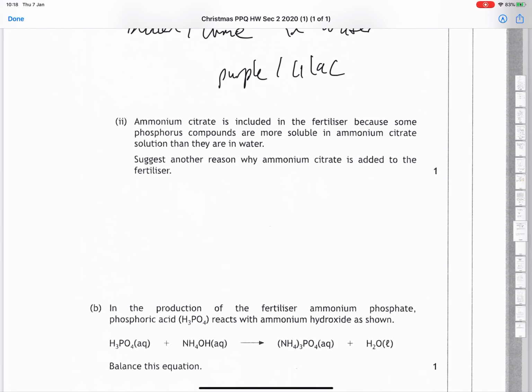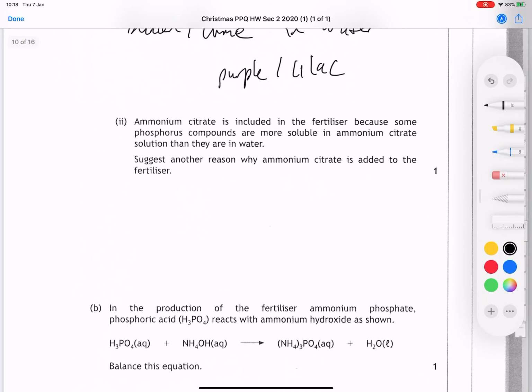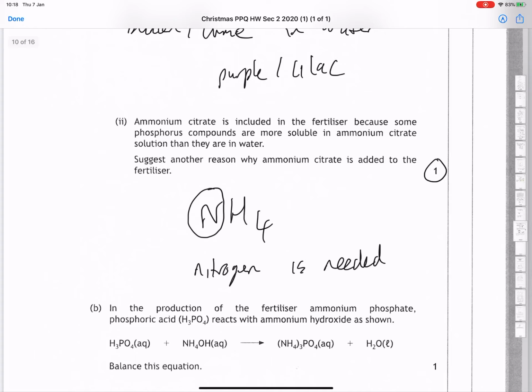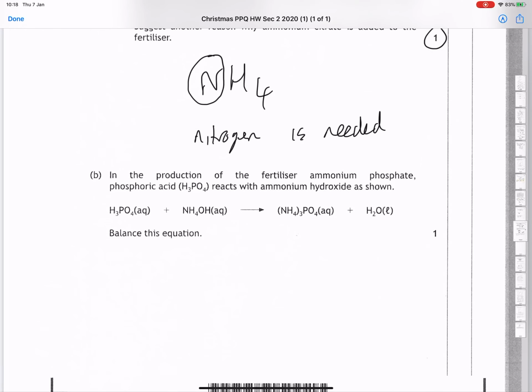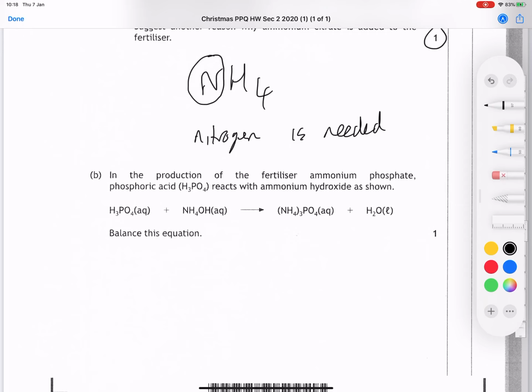Ammonium citrate is included. Suggest another reason why ammonium citrate is added to a fertilizer. Well, ammonium is NH4, remember. So plants require nitrogen. So something along the lines of nitrogen is needed for plants. A good supply of nitrogen is needed for good plant growth, anything along those lines to get the 1 mark. Balance this equation. You should have got a 3 here and a 3 here. You needed both of those to get 1 mark.